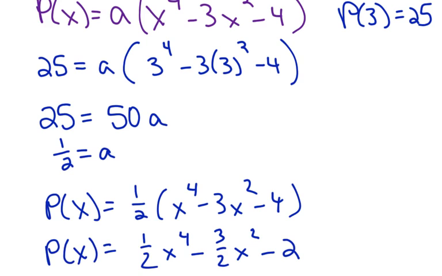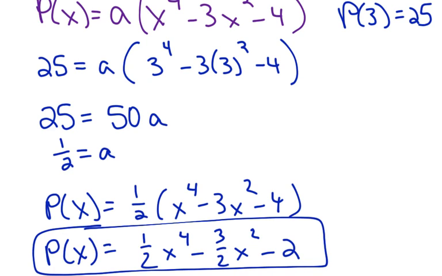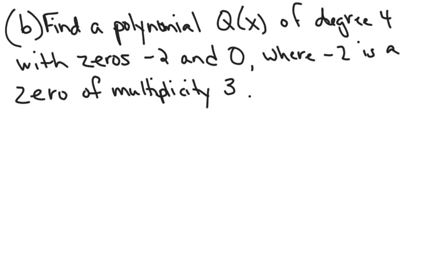I claim to you that if you graph that polynomial, you will actually see it hit the x-axis at both 2 and -2. Now let's write a polynomial q of x of degree 4 with zeros -2 and 0, where -2 has a multiplicity of 3. Well, that's pretty easy. Your factors are going to be x plus 2, and the other one is going to be x. But they told me that this factor has a multiplicity of 3.